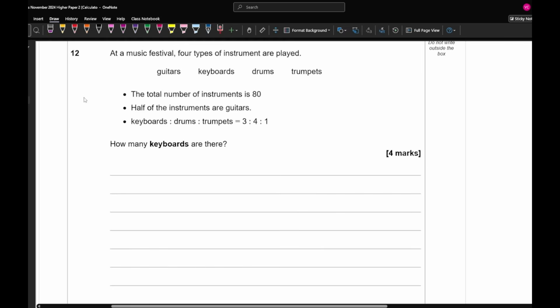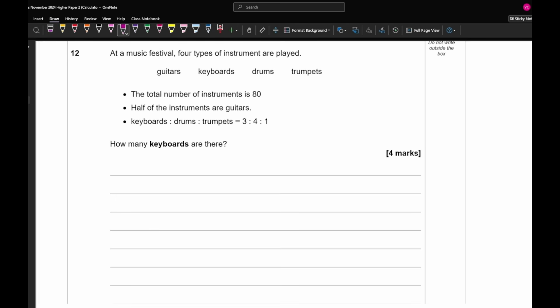Question 12, it says that at a music festival, four types of instruments are played: guitars, keyboard, drums and trumpets. The total number of instruments is 80. Half of the instruments are guitars. Keyboard, drums to trumpets is in the ratio of 3 to 4 to 1. And the question is asking us, how many keyboards are there?